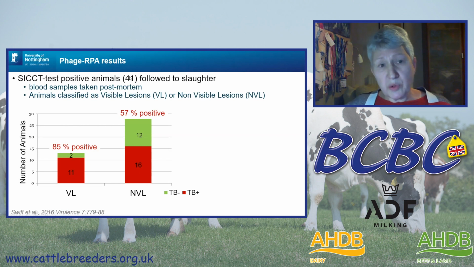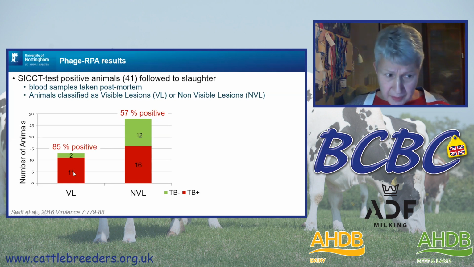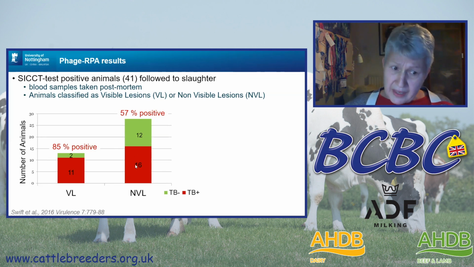Obviously, because it was post-mortem, the carcasses were classified as either visible lesions or non-visible lesions. In the visible lesion group, we only had 13 animals, but 11 of those gave us a positive phage blood result. Whereas in the non-visible lesion group, there were more animals, but we only got 16 out of a total of 28, so only a 57% positivity rate.